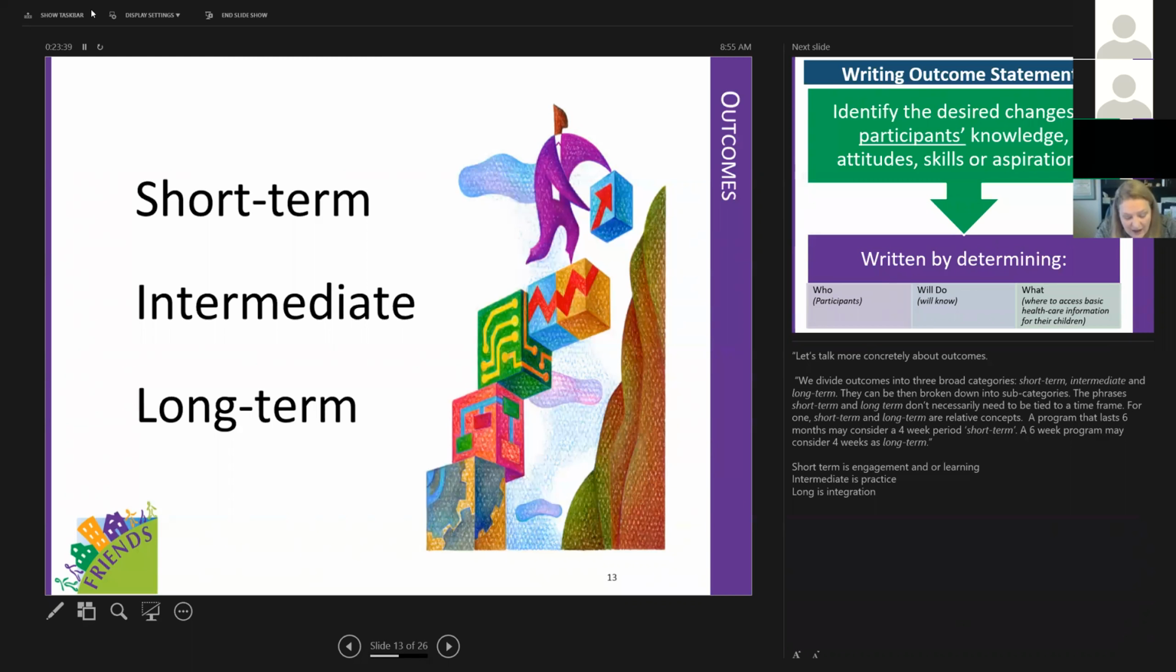An example of that might be that your short-term outcome is that participants will learn about effective disciplinary techniques that don't involve spanking. Okay, awesome. So they learned about it, right? The intermediate outcome for that would be them beginning to practice that. And so that might look like participants will begin to practice the use of timeout in their own home, right? So that's pretty clear. They learned about those alternative techniques, and now they're beginning to try it.